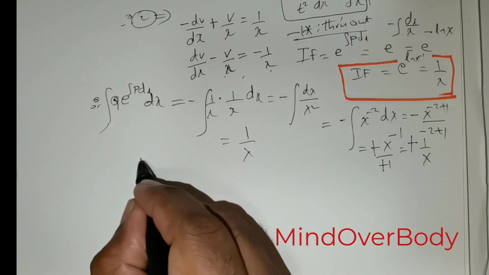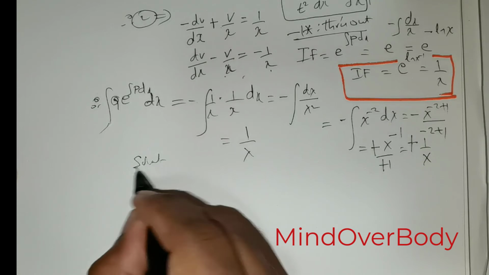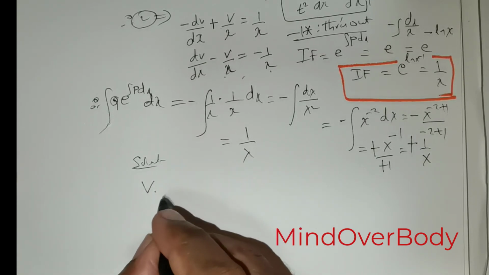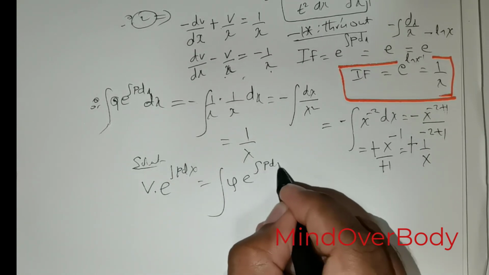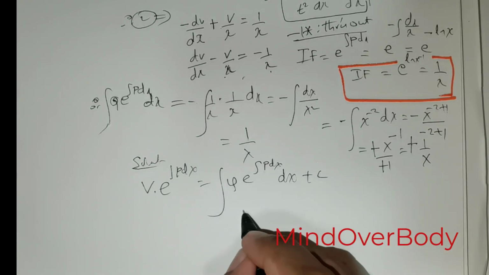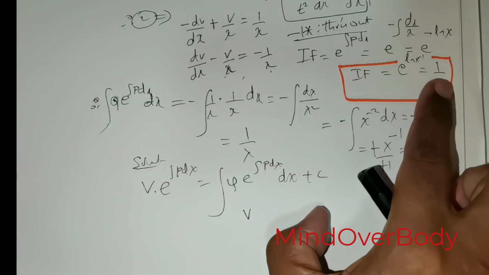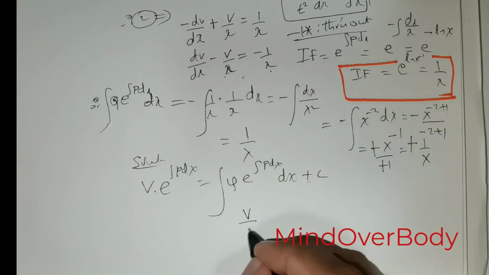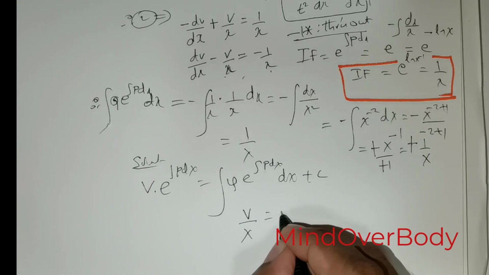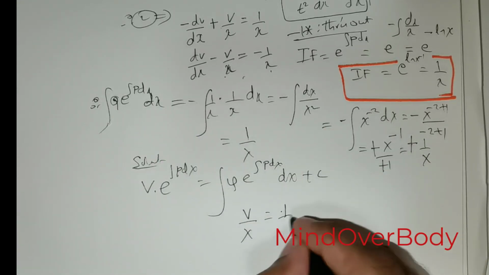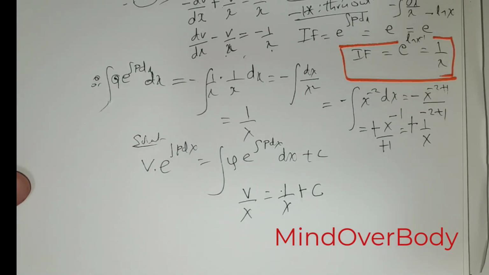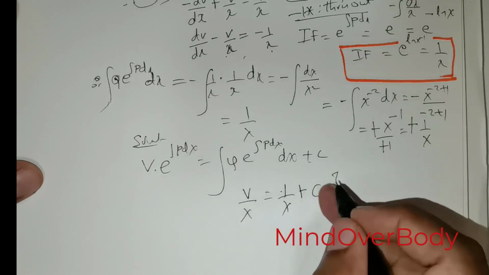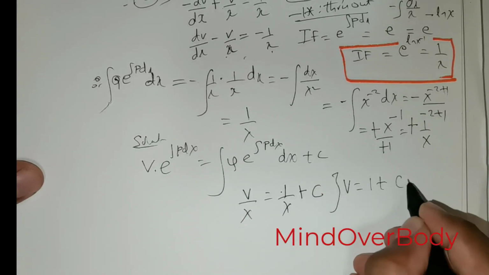Now the final solution: we start with v times e raised to the power of integral p dx is equal to integral of q times e raised to the power of integral p dx times dx plus c, which is v times e raised to the power of integral p dx, which is going to be 1 over x. So substitute that. That is equal to, this entire quantity has been obtained to be 1 over x plus arbitrary constant c. Now you can rearrange it and simplify this. From here, if I were to cross multiply, I get v is equal to 1 plus c times x.